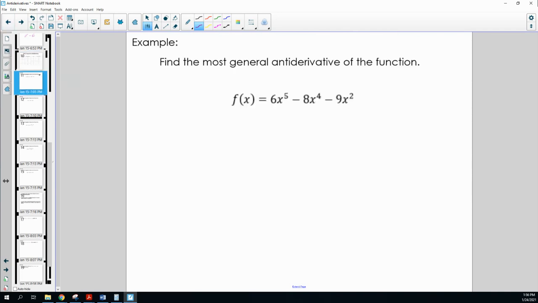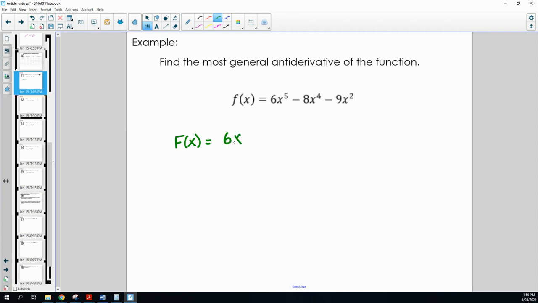So let's do some problems. Find the most general antiderivative of the function. Here we have all powers, which are great. So we're going to take the antiderivative. I'm just going to show all of the little steps first.